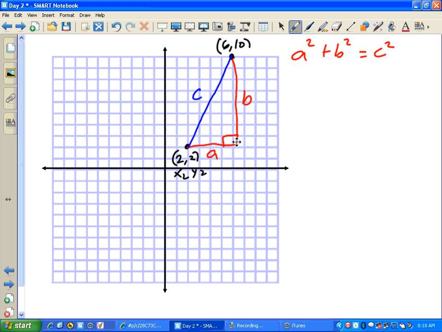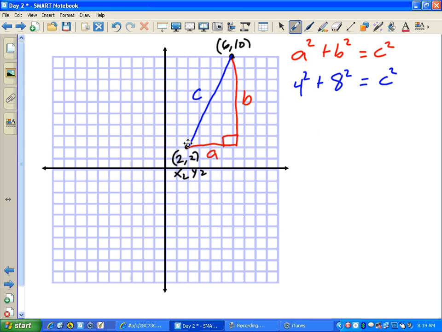So really, if I find this distance, the length of A, which would be 1, 2, 3, 4, and add it to the length of B, which is 1, 2, 3, 4, 5, 6, 7, 8, that should equal C squared. Now look at where I'm getting this 4 and 8 from.